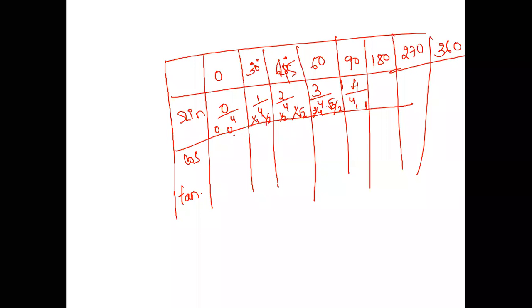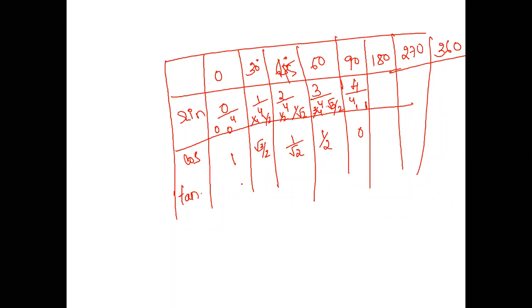Now, what is the value of sine 0? It is 0. Sine 30 is half. 45 is 1 by root 2. Root 3 by 2, 1. Now for cos you write it in the reverse order. So 1, root 3 by 2, and so on. Once you are done with sine, write it in reverse order: 1 by root 2, 1 by 2, 0.